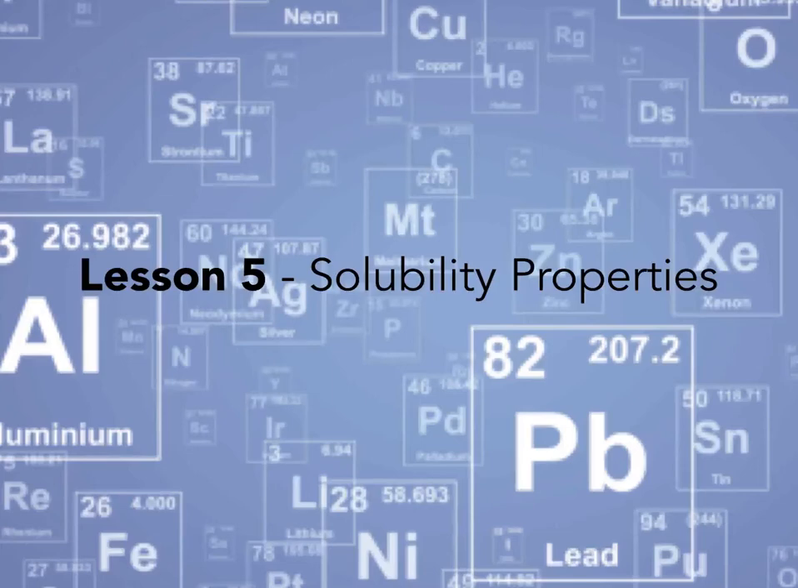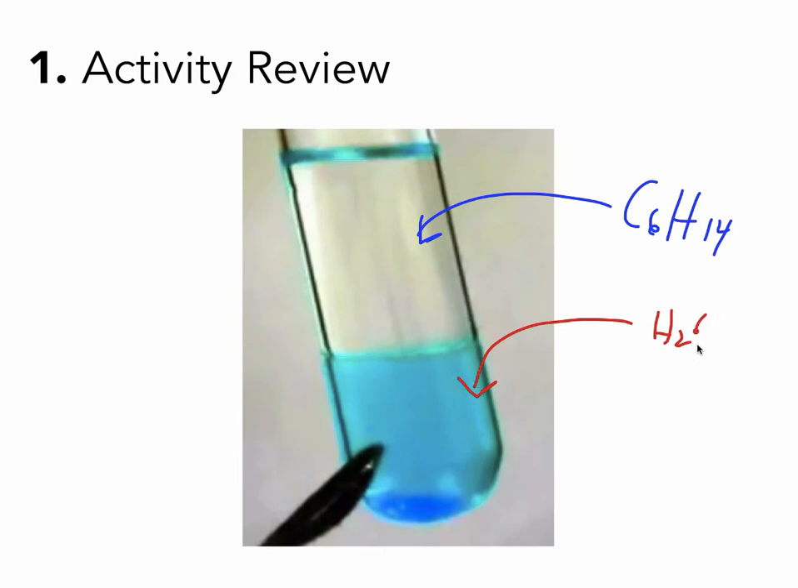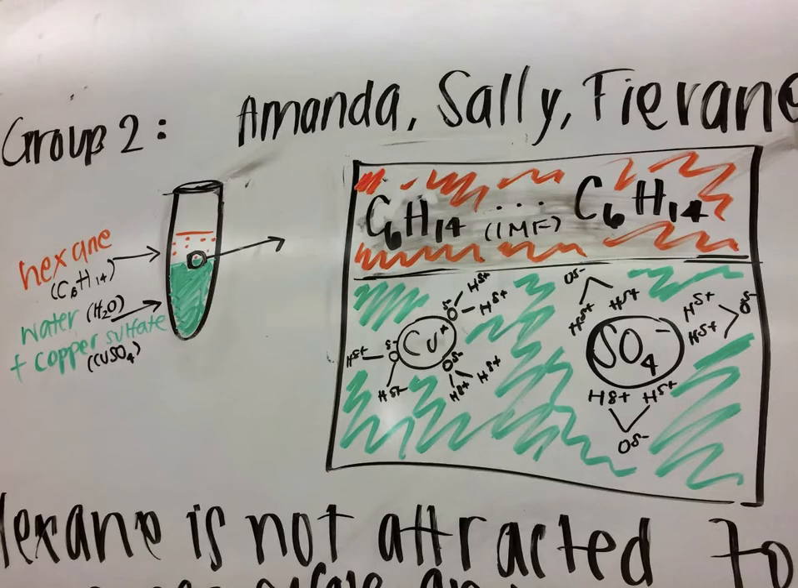Welcome to Lesson 5, entitled Solubility Properties. In class we did an activity where we mixed hexane, water, and a copper sulfate solute. What we saw is the hexane layer formed right here, that's C6H14, and down here we got the water layer, H2O, and it actually mixed with the ionic copper sulfate crystals. It dissolved.